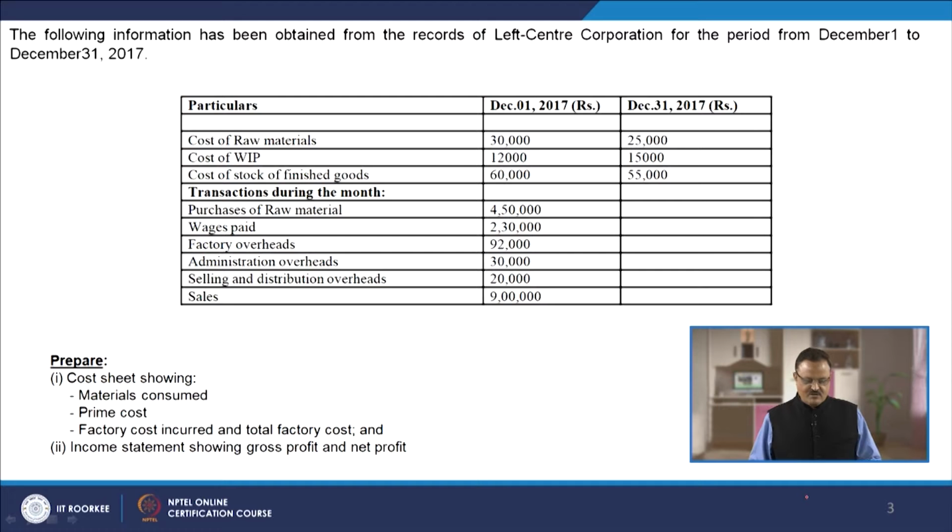So, we are given two kinds of information. One is the general information, that is for the transactions during the month of December, and the upper part of the information includes the stocks, right. So, we will learn about how to treat the stocks. In the first problem we didn't do any adjustment for the stocks. But in the second problem, which I did in the last class, we learned how to prepare a cost sheet or the statement of cost by adjusting the three different types of stocks, that is the stock of raw material, stock of WIP, that is the work in process, and the stock of finished goods.